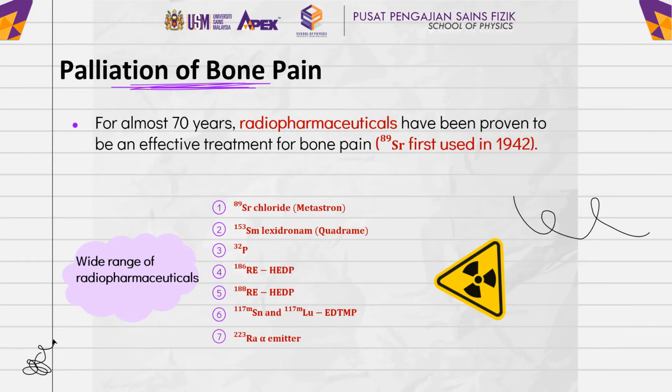And then we continue to palliation of bone pain. Radiopharmaceuticals have been proven to be an effective treatment for bone pain for almost 70 years, and strontium-89 was first used in 1942. This is the list of a wide range of radiopharmaceuticals that have been used in radionuclide therapy.